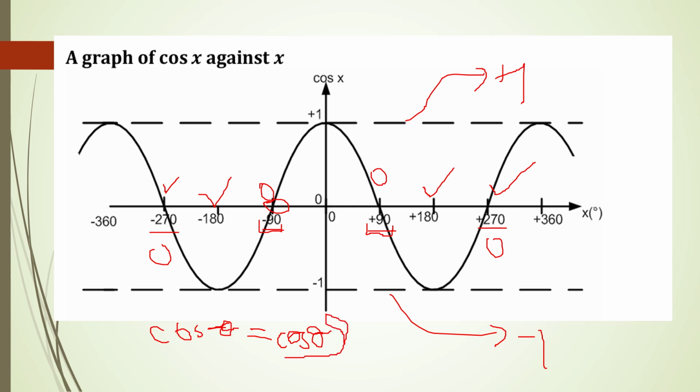And just like sine, also the maximum value of cos x must not exceed positive 1, and it must not go below negative 1. So that means that any value of cos x which exceeds that, we are going to count the angle to be undefined, simply because it doesn't lie within our limits.